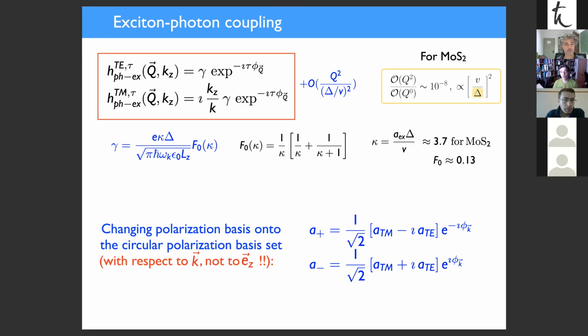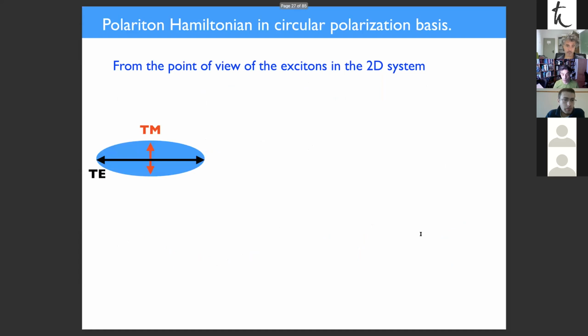So if we now change the polarization basis from this linear polarization to some circular polarization, of course, if these two coefficients were the same, then you could couple eventually to only one of these polarizations. But because they are not the same, as we saw, what happens is that for a given wave vector, the coupling to the TE polarization is larger than to the TM polarization.